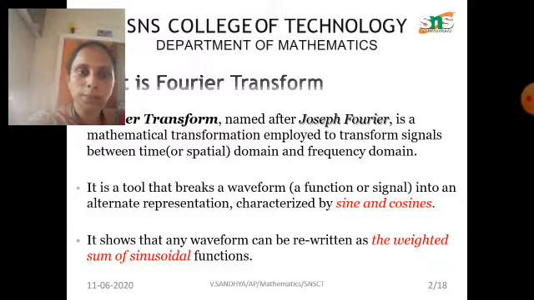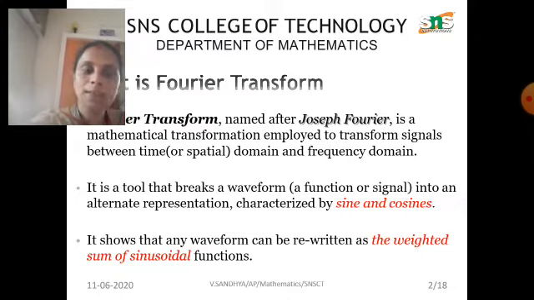It is a tool that breaks a waveform into an alternative representation characterized by sines and cosines. It shows that any waveform can be written as the weighted sum of sinusoidal functions.